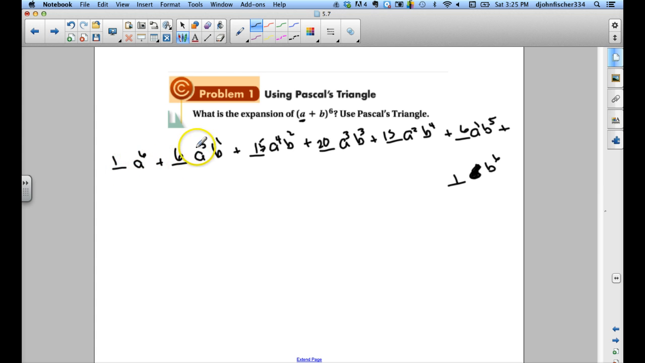1 a to the 6th, 6 a to the 5th b to the 1st, and so down the line here. If we FOILed this whole thing out, this is what we would get. And it's a lot easier doing it this way than it is to try to FOIL it all out. A lot of times when we FOIL stuff out, we make mistakes as we go.